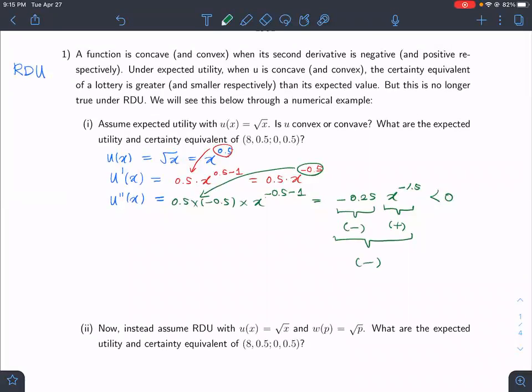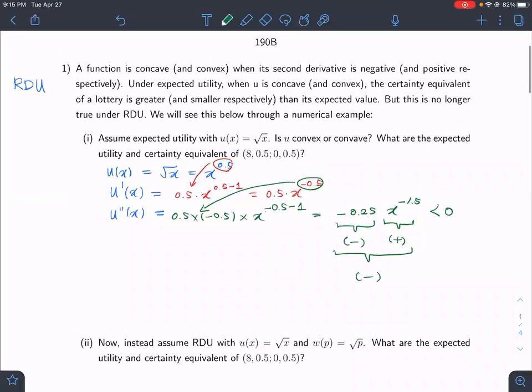It's not the end of the question. We are just done with the first part of the question. It is a concave function. So it is concave.